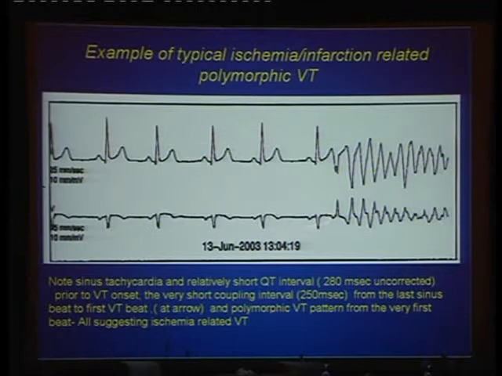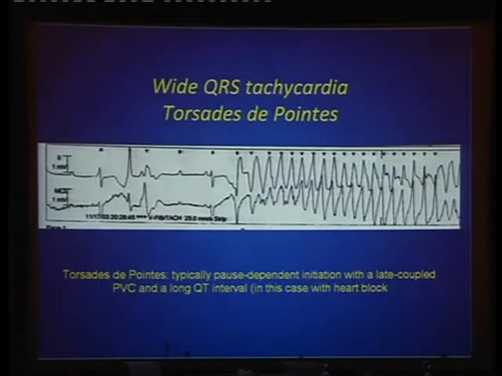This is a short coupled PVC on a normal QT interval. The previous one is a long QT interval with a late coupled PVC following a pause-dependent initiation. The difference is the difference between the right treatment and the wrong treatment.